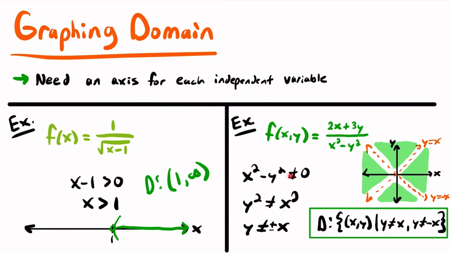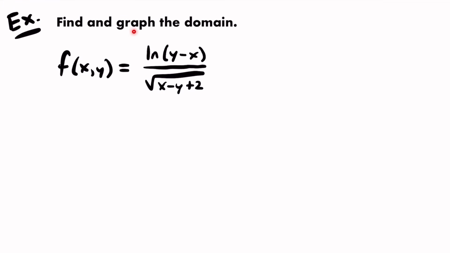But that's it for this example or this demonstration. Let's take a look at another example. Here we want to find and graph the domain of this multivariable function. We have f of xy is equal to the natural log of y minus x divided by the square root of x minus y plus 2. All right, so once again, this is a multivariable function with two independent variables. So it does represent a three-dimensional surface with a two-dimensional domain.